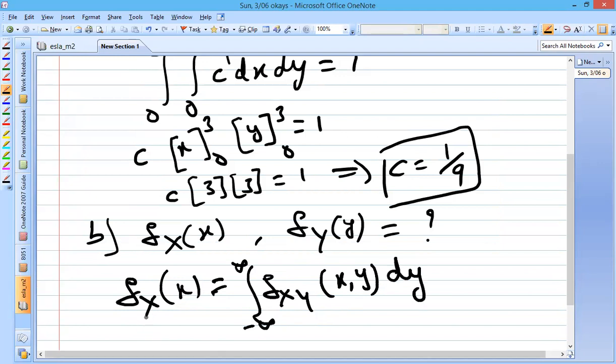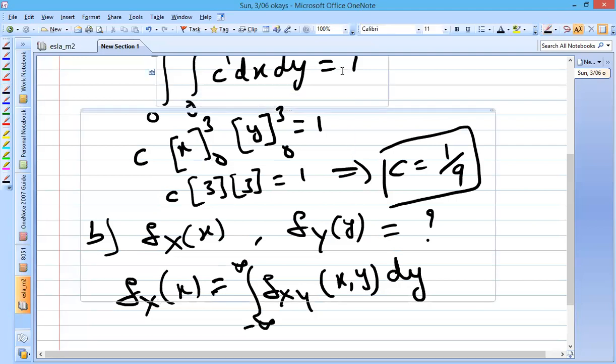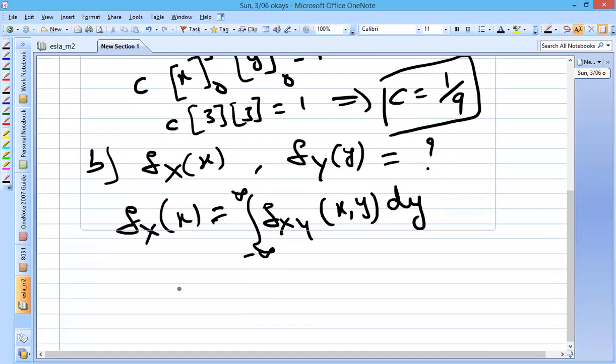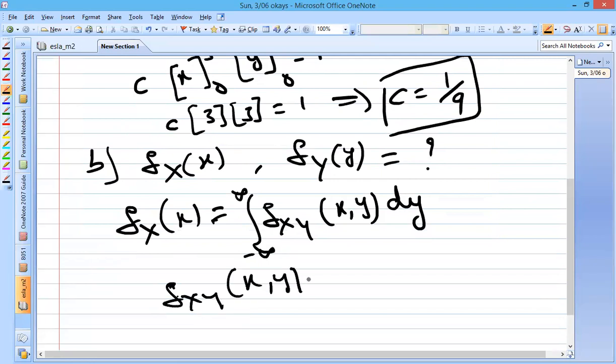One thing to remember: whenever you are finding the PDF for the random variable x in the case of a bivariate random variable, that is, whenever you are asked to calculate the marginal PDF, it has to be integrated with respect to the other variable. Now we have obtained the value of c, so fxy of x comma y, which was given as c, is 1 by 9. Now we substitute this value in the marginal PDF equation.